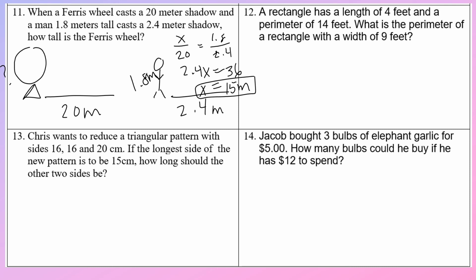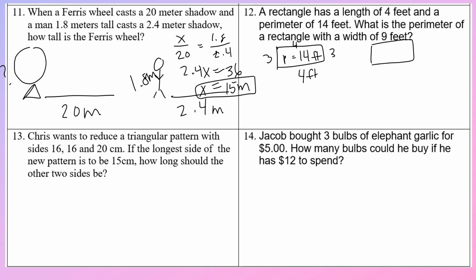Number 12 is a little tricky. So a rectangle has a length of 4 feet and the perimeter is 14 feet. You got to remember that perimeter is adding up all the sides. So if one length is 4, the other length has to be 4. 4 plus 4 is 8. So that means 14 minus 8 is 6. That means both these sides have to be 3 here.